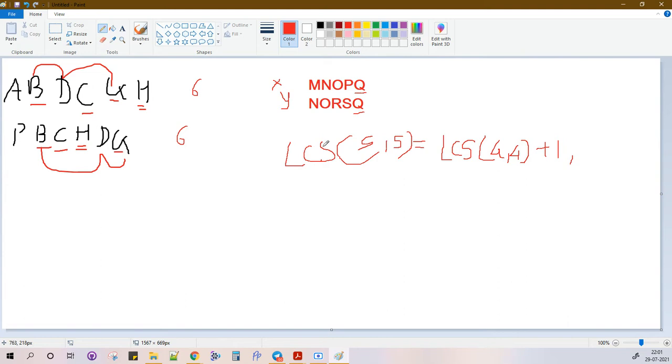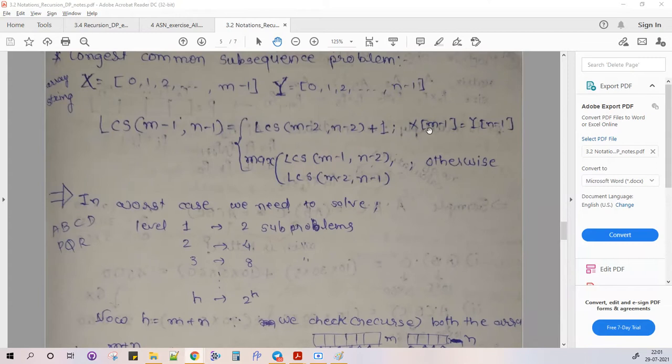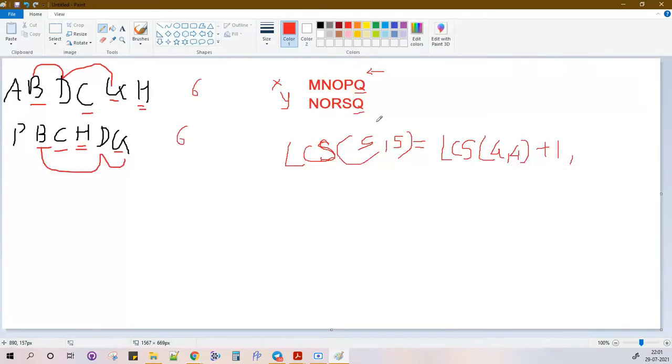If we want to find the length of the longest common subsequence, then we go from the backward direction. If we find that these two are similar, meaning x of m minus 1 and y of n minus 1 are the same, then I increase my count by 1. So I know it is for sure 1. The rest I don't know. I will solve this problem, LCS of 4 comma 4. And how will I solve it? Again I will apply the same formula.